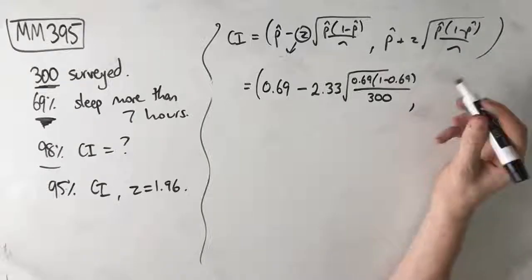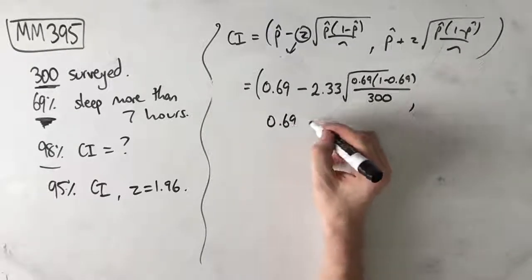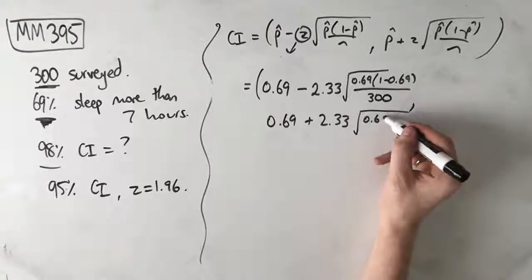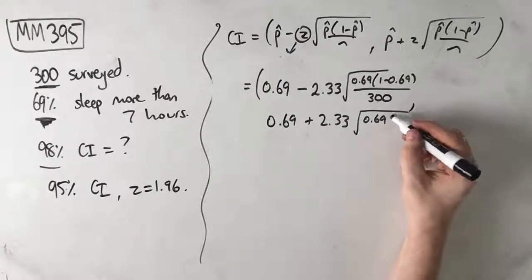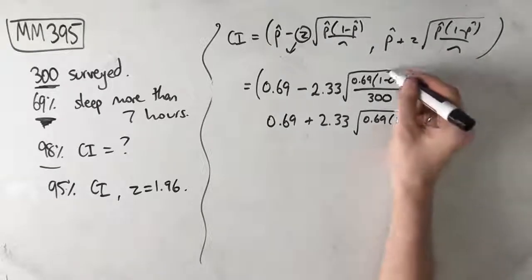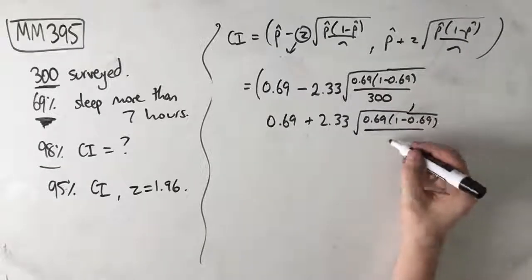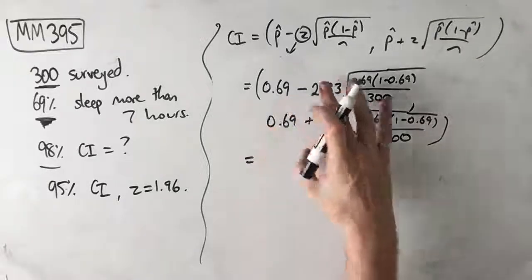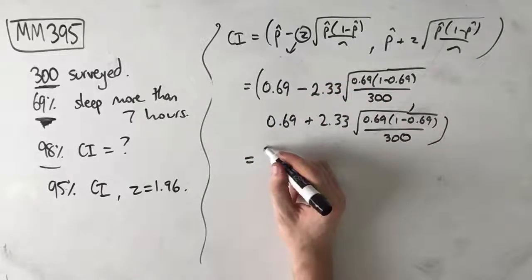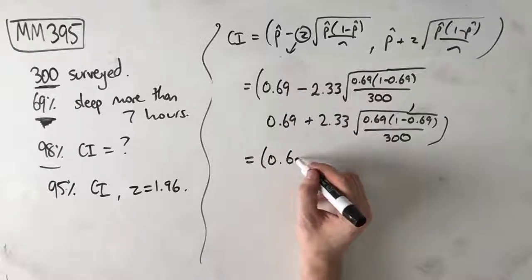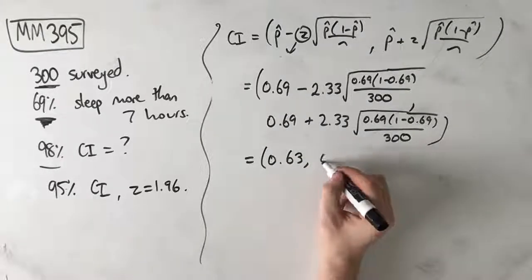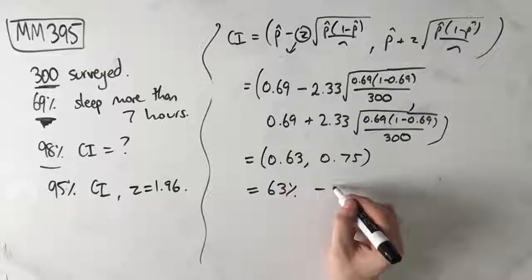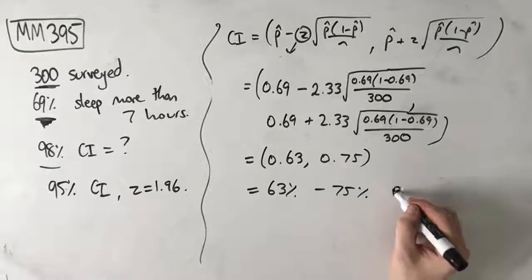and our upper bound is again going to be 0.69 plus 2.33 times the square root of 0.69 times (1 minus 0.69) over 300. Awesome. So in that case, when we solve all of this in our CAS, what we're actually going to get is an interval of 0.63 to 0.75, which means that our interval is going to be 63% to 75%, which is B.